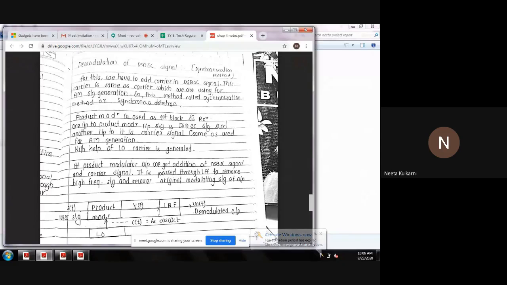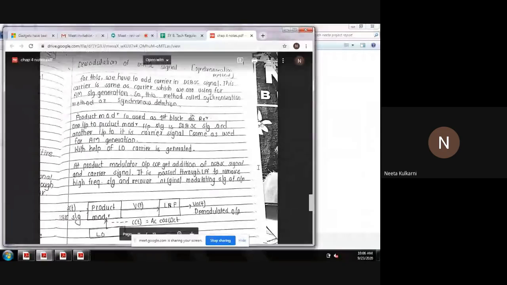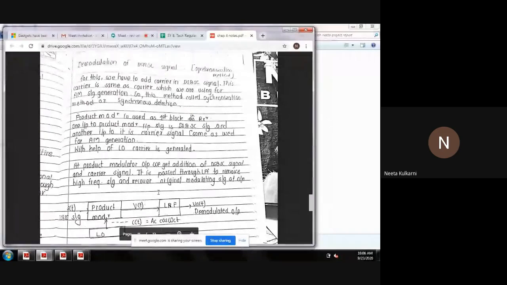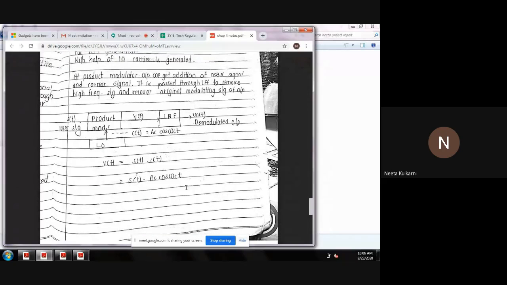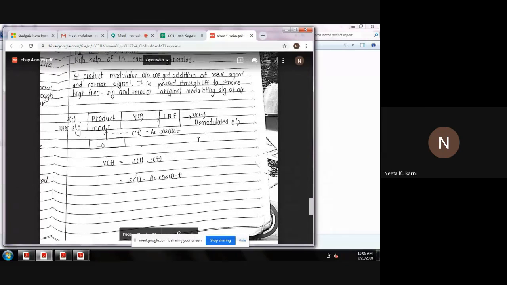Then a product modulator is used as the first block in the receiver. One input to the product modulator is the DSB-SC signal and the other input is the carrier signal, same as used for AM generation. The carrier is generated with the help of a local oscillator. At the product modulator output, we get the addition of the DSB-SC signal and carrier signal, and then it is passed through the low pass filter to remove the high frequency components and recover the original modulating signal at the output.